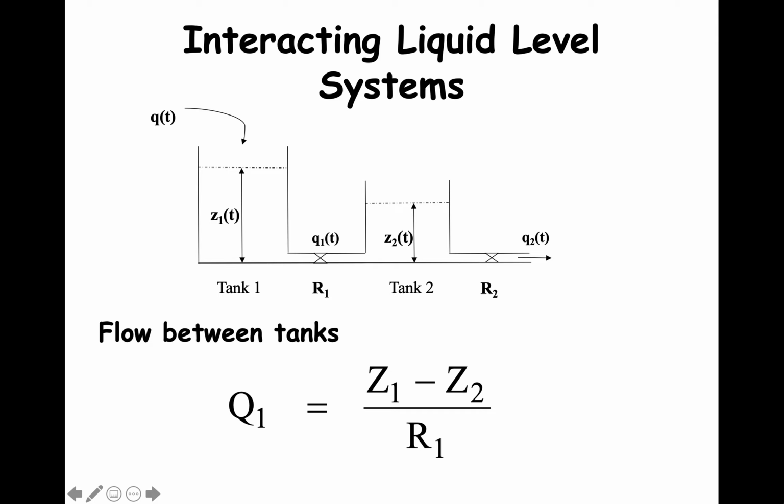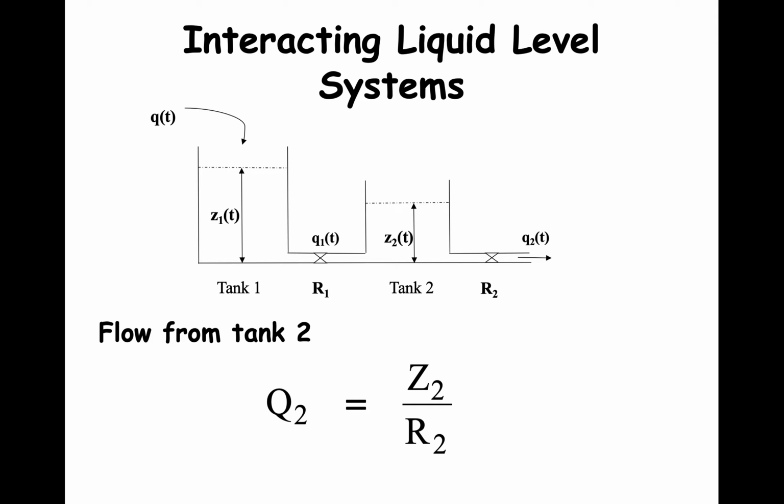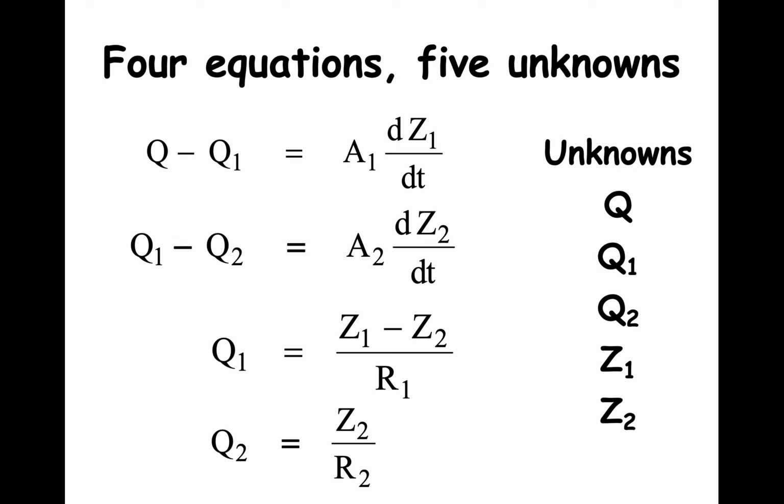Here is the equation for the flow between the two tanks, Q1, in terms of the two tank fluid depths Z1 and Z2 and the laminar flow resistance R1. This is a new equation for interacting tanks, and the equation relates Q1 to the fluid depth in both tank 1 and tank 2. Here is the equation for the fluid flow rate out of tank 2 assuming laminar flow. We have used this equation before.